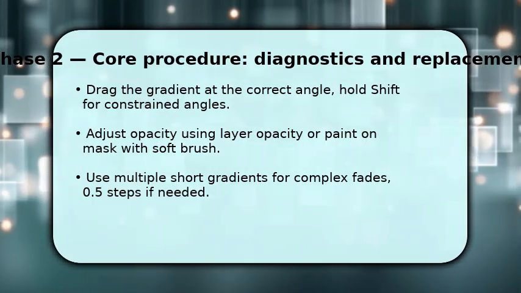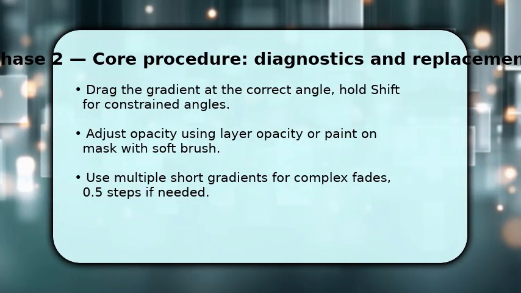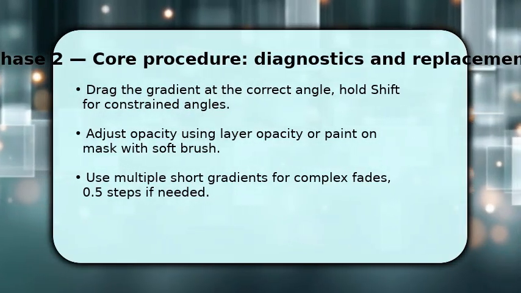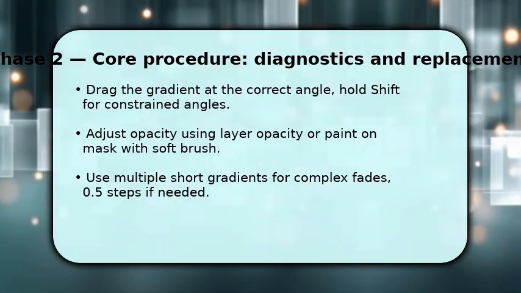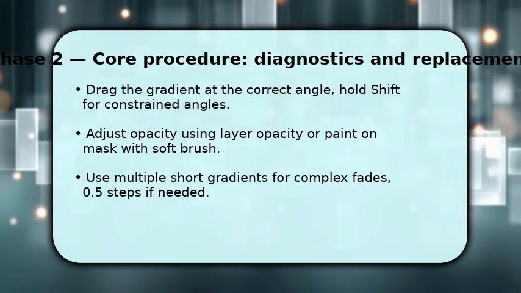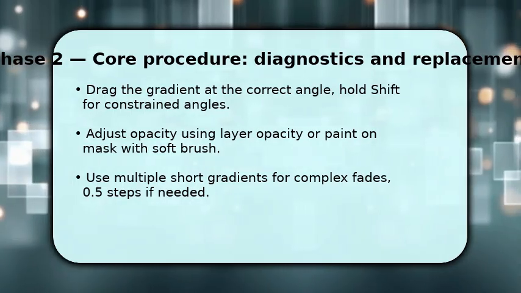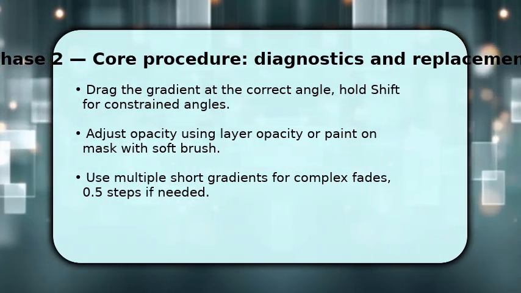To fine-tune, paint on the layer mask with a soft, low-opacity black or white brush. That lets you increase or reduce transparency precisely. For complex areas, use several short gradients or gradient stops, because multiple passes give finer control than one long pull.